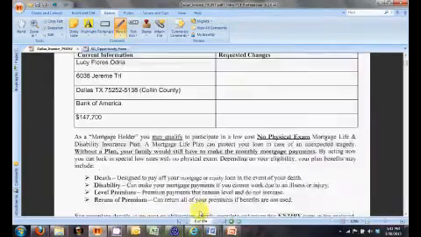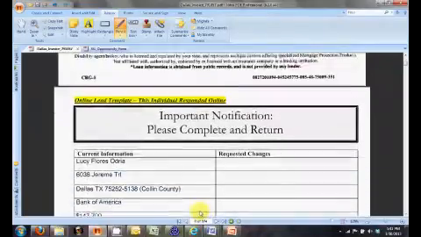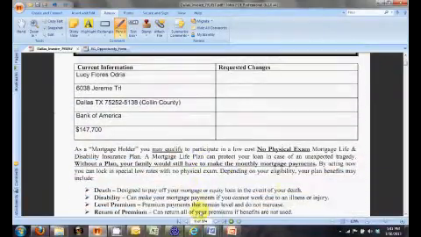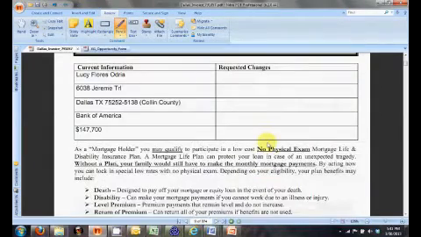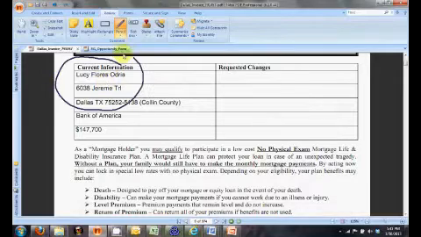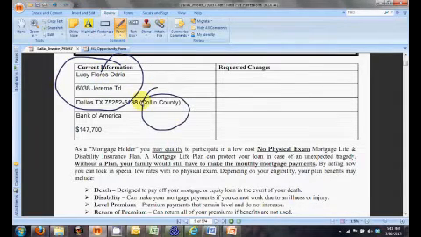Some of them come in this format because they went to one of our websites and requested the information. So we got Lucy Flores Odría, yes? And Dallas County, Collin County, Bank of America, 147,000, right?